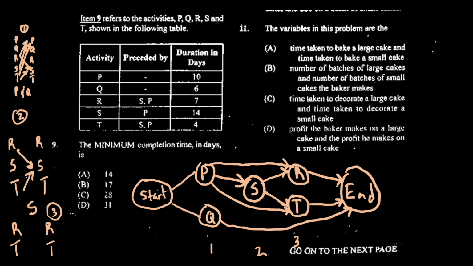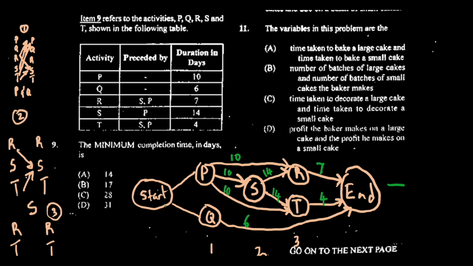So now we could put on each one at a time. So P takes how long? 10 days. So we could put 10 here, 10, 10. For Q, we take 6 days. For R, we take how many days? 7. For S, we take 14. And for T, we take 4 days. Now we need to figure out what would be the minimum completion time in days coming to the end here.